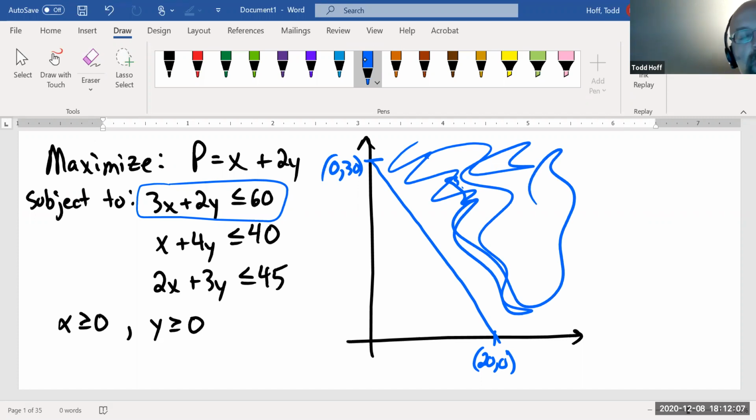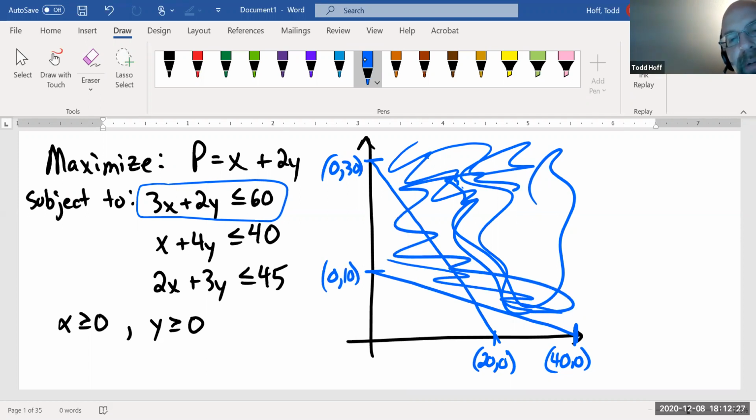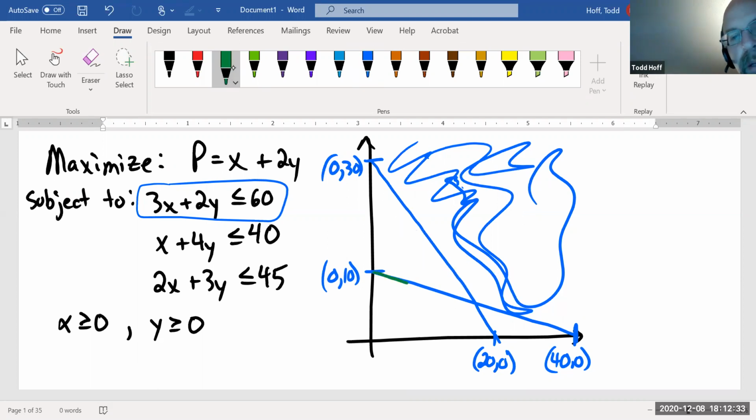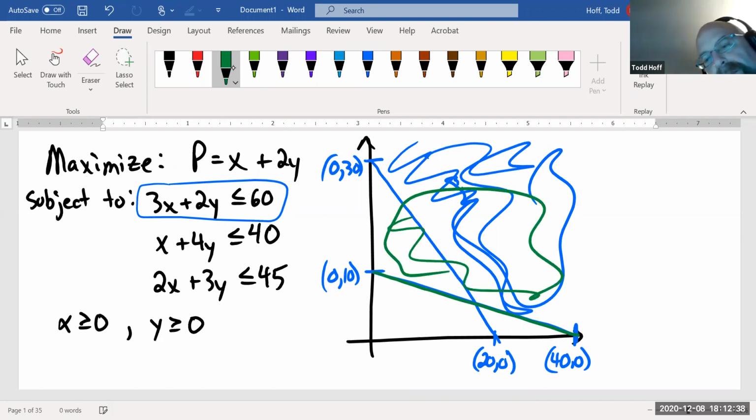x plus 4y is less than or equal to 40. Well, 40 divided by 1 is 40, so this is 40, 0 out here. 40 divided by 4 is 10, so we're right here at 0, 10. Connect those with a line, and we have to be less than, so we can't be greater than. So we shade in the top side. We can't be up there. Let me switch colors here.